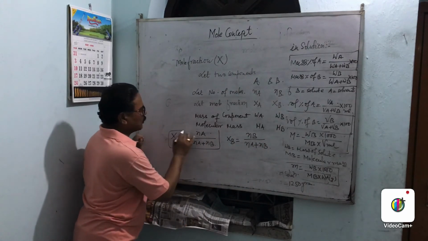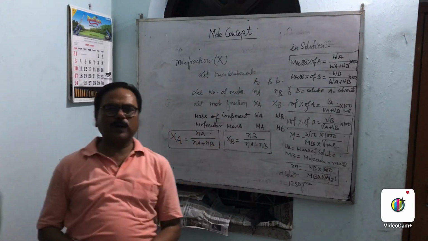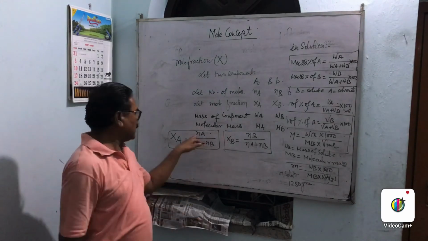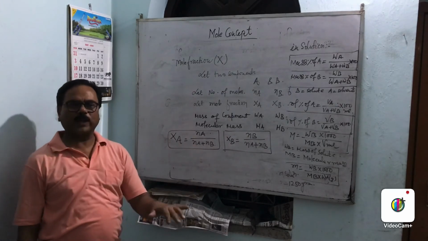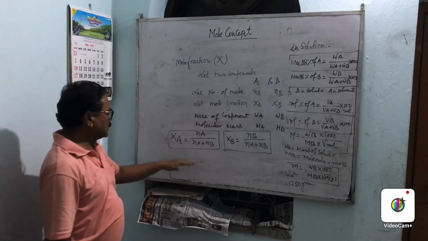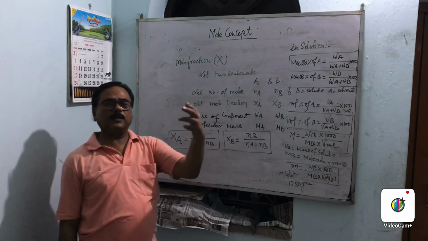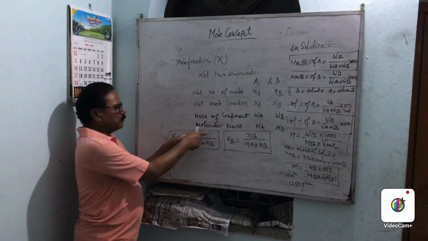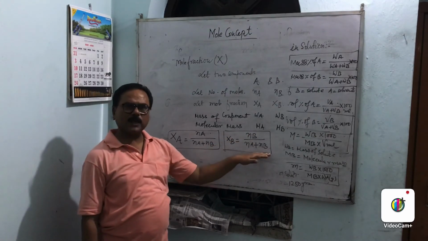So now we are in a position to define the mole fraction. It is the ratio of the number of moles of one component to the total number of moles. This is known as the mole fraction. Suppose there are components A, B, C, with mole fractions Xa, Xb, Xc and moles Na, Nb, Nc. If it is A, we write A in the numerator; if it is B, write B. The total number of moles we calculate.